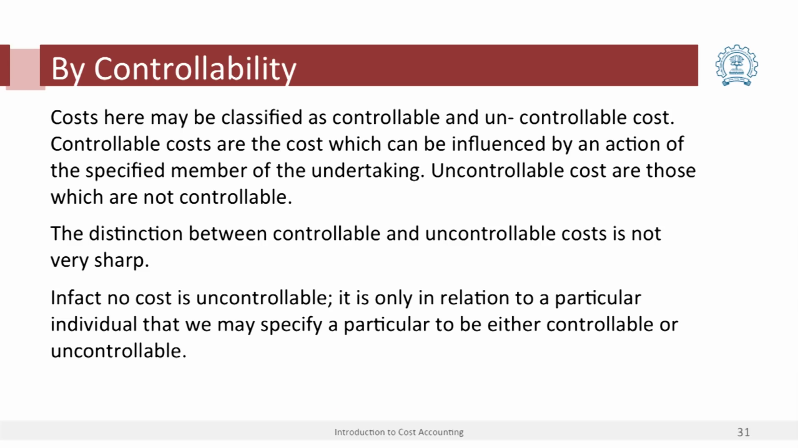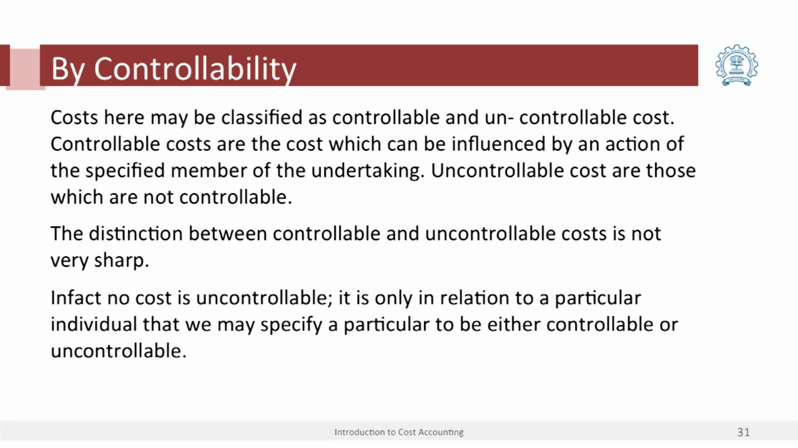The next classification is as per controllability. When we try to control the cost, we look at which type of cost a particular level of supervisor can influence. What costs are under his or her control are known as controllable costs. What are not under his or her control are known as uncontrollable costs.